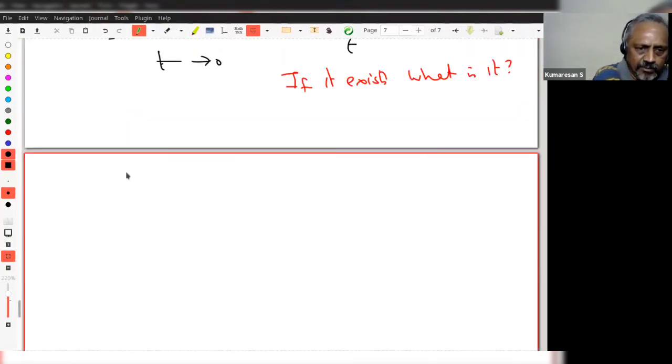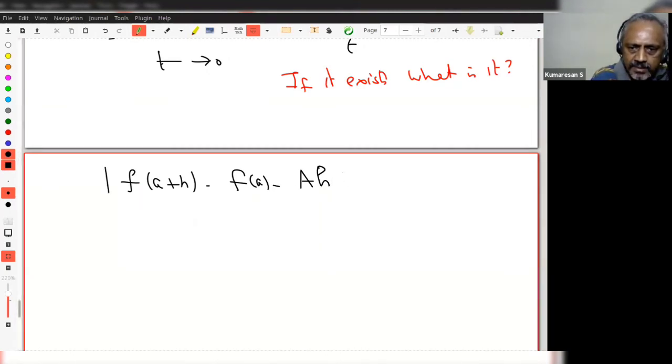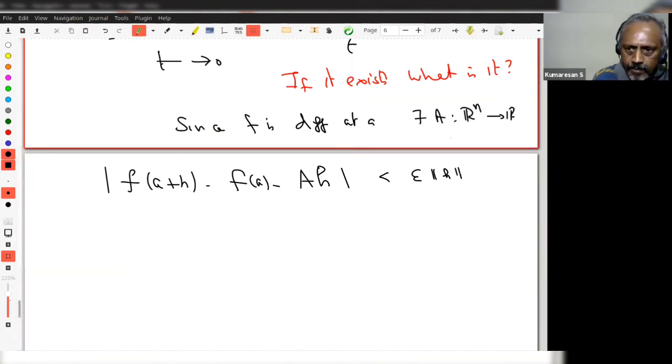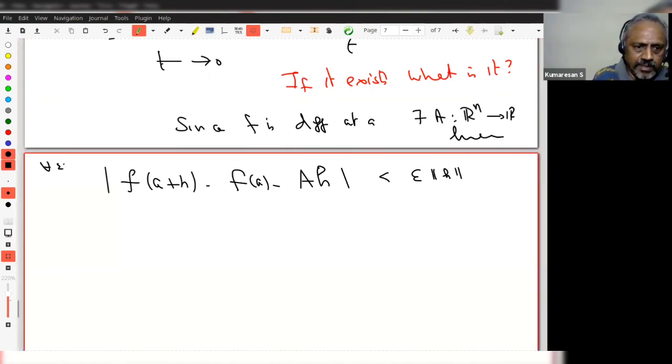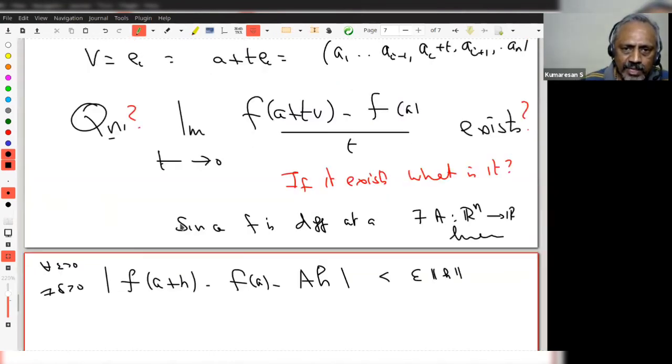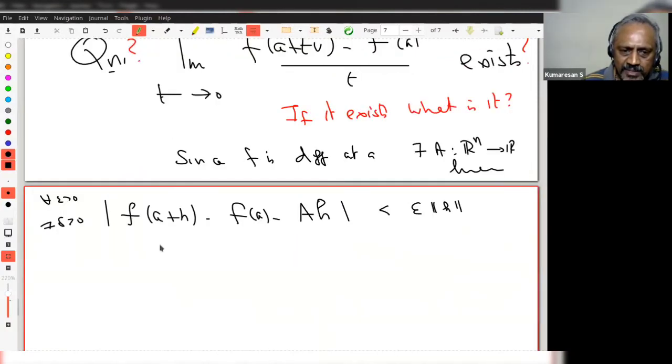Since f is differentiable, what I know is that f of a plus h minus f of a minus A h, where A is a linear map, is less than epsilon times the length of h. So that for every epsilon greater than 0, there is a delta positive so that this happens, right? Now I make use of this. Now let's look at that. What am I looking at? I am looking at f of a plus tv. Here it is f of h. So what do you think I should do? Can somebody tell me?